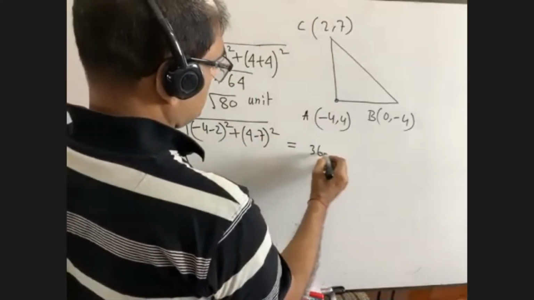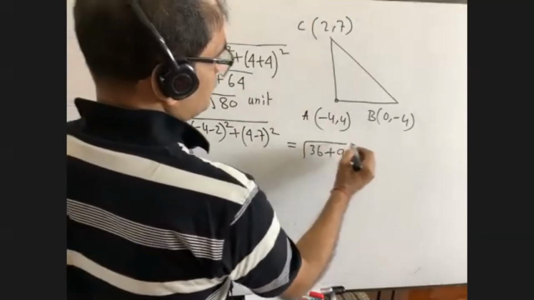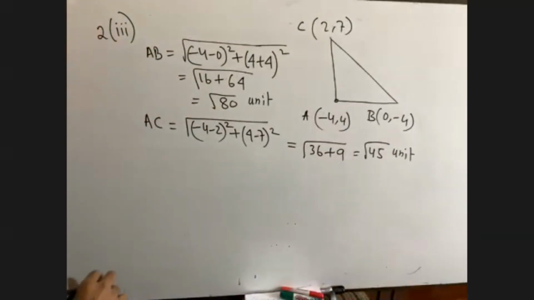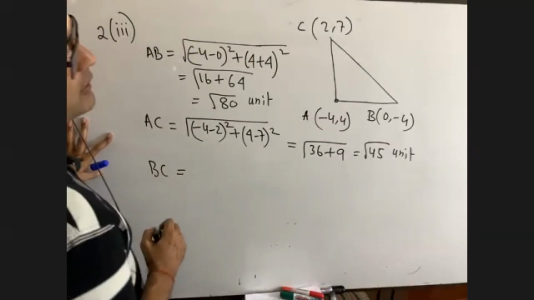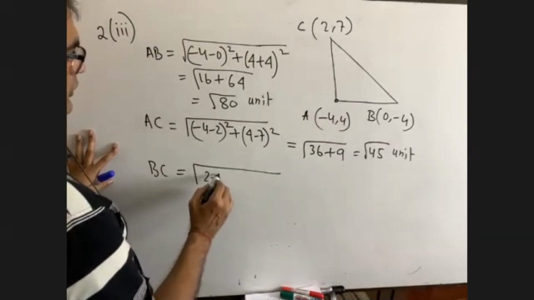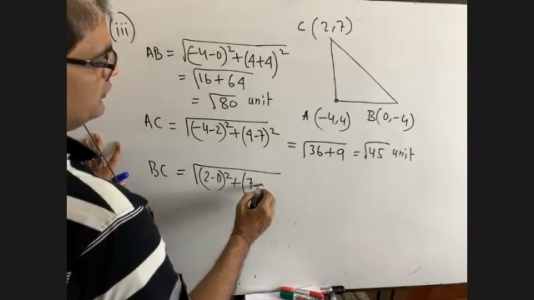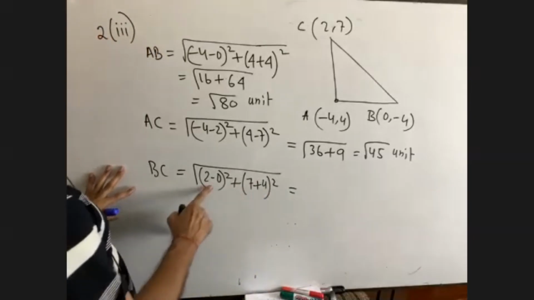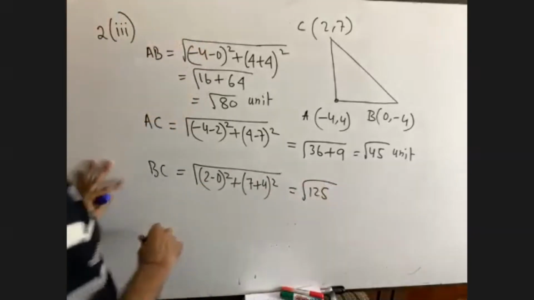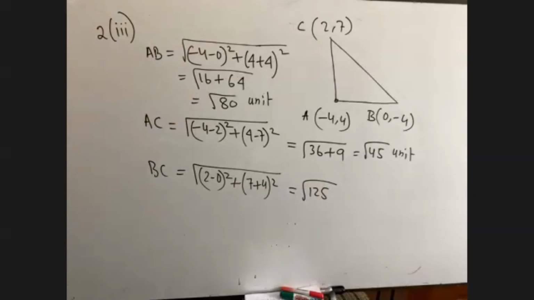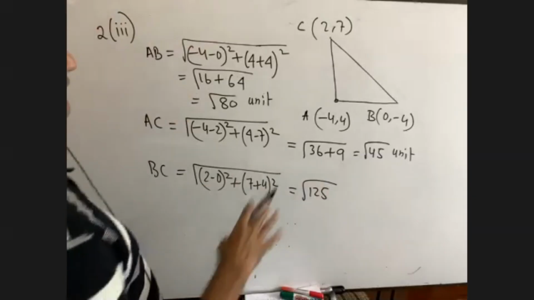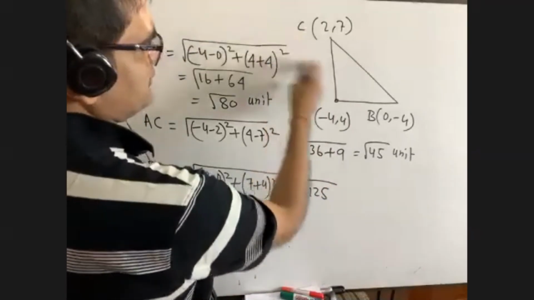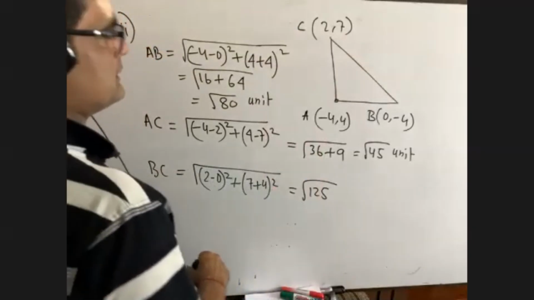Now, going to another question. Question number 3 of 2. What is given here? The three vertices of a right angle triangle are minus 4, 4, 0, minus 4, and 2, 7. We really don't know that this point is the point of right angle, but you have to find it. Find the equation of the straight line joining the midpoint of the hypotenuse.